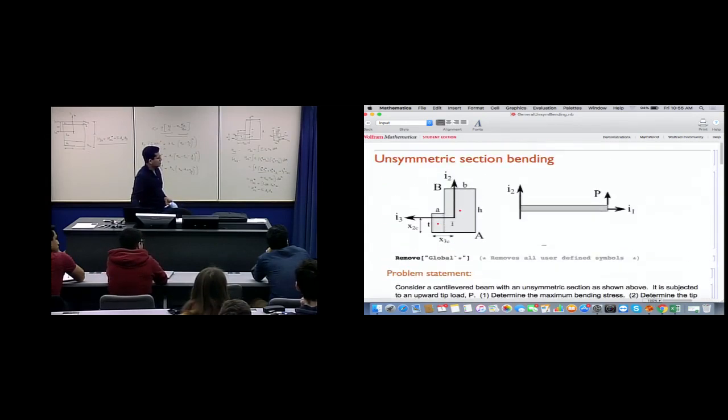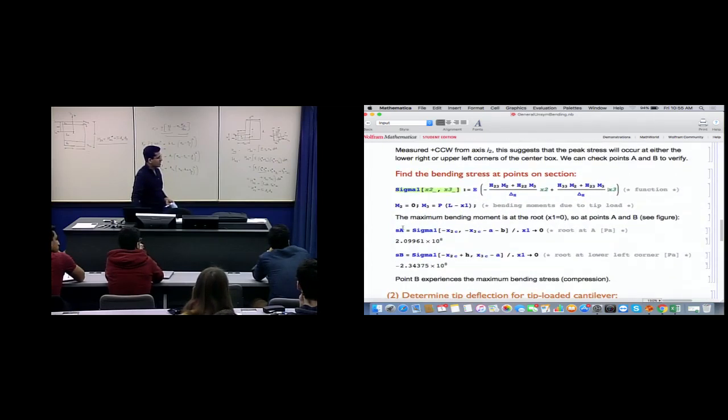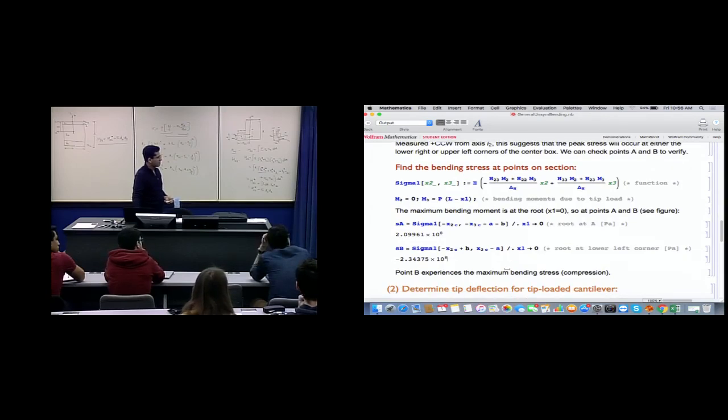So here the points are A and B. A is the point at the bottom and B is at the top. So we evaluate the stresses at both A and B, and we get the values. It seems like at B the stresses are the highest. So yeah, any questions about sections which do not have symmetry, non-symmetric sections?